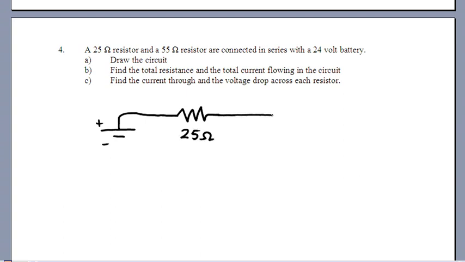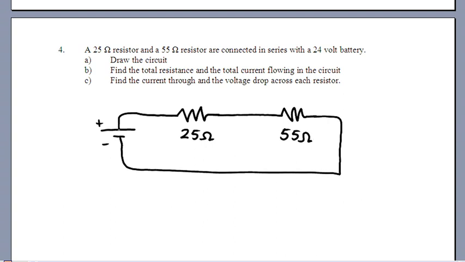And then keep on going. I've got another one here. This one is 55 ohms. Just one after another. And then we'll go around a corner and we'll go back to the battery.